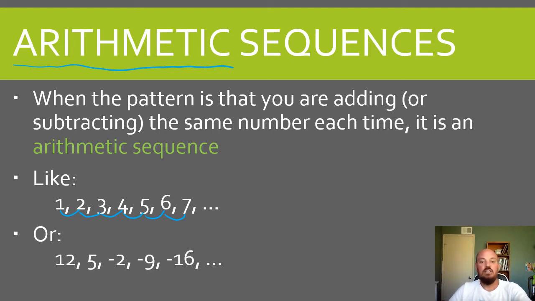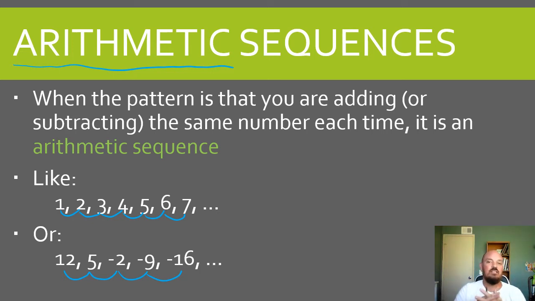Now here's a second example. I started with a 12, and then it goes 5, -2, -9, -16, dot, dot, dot. Now the pattern here is that you are subtracting 7 each time. It doesn't really matter what you start with. I started with a 12 this time, but it's -7, -7, -7, -7. The next number would be -23, because I would have to subtract 7 again. But you guys get the idea.